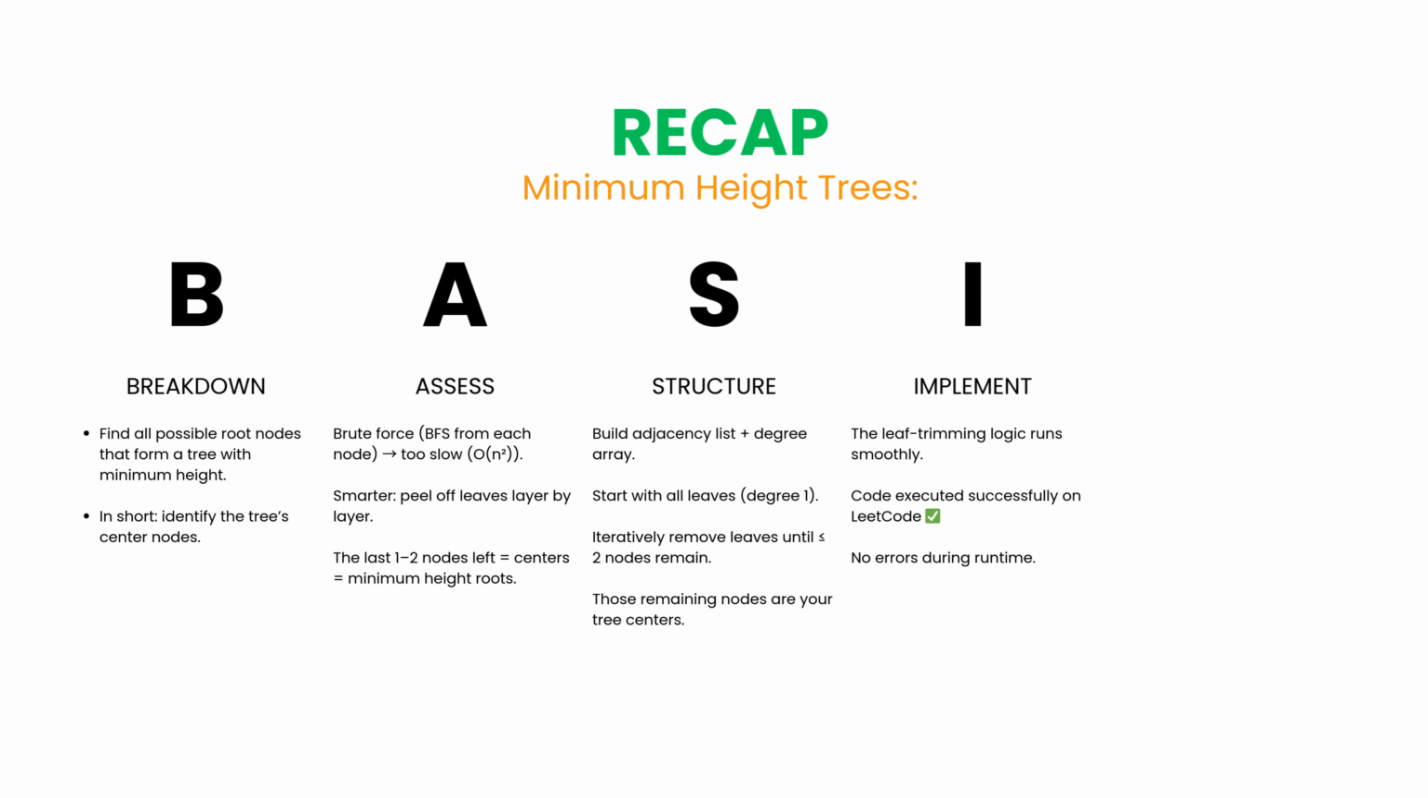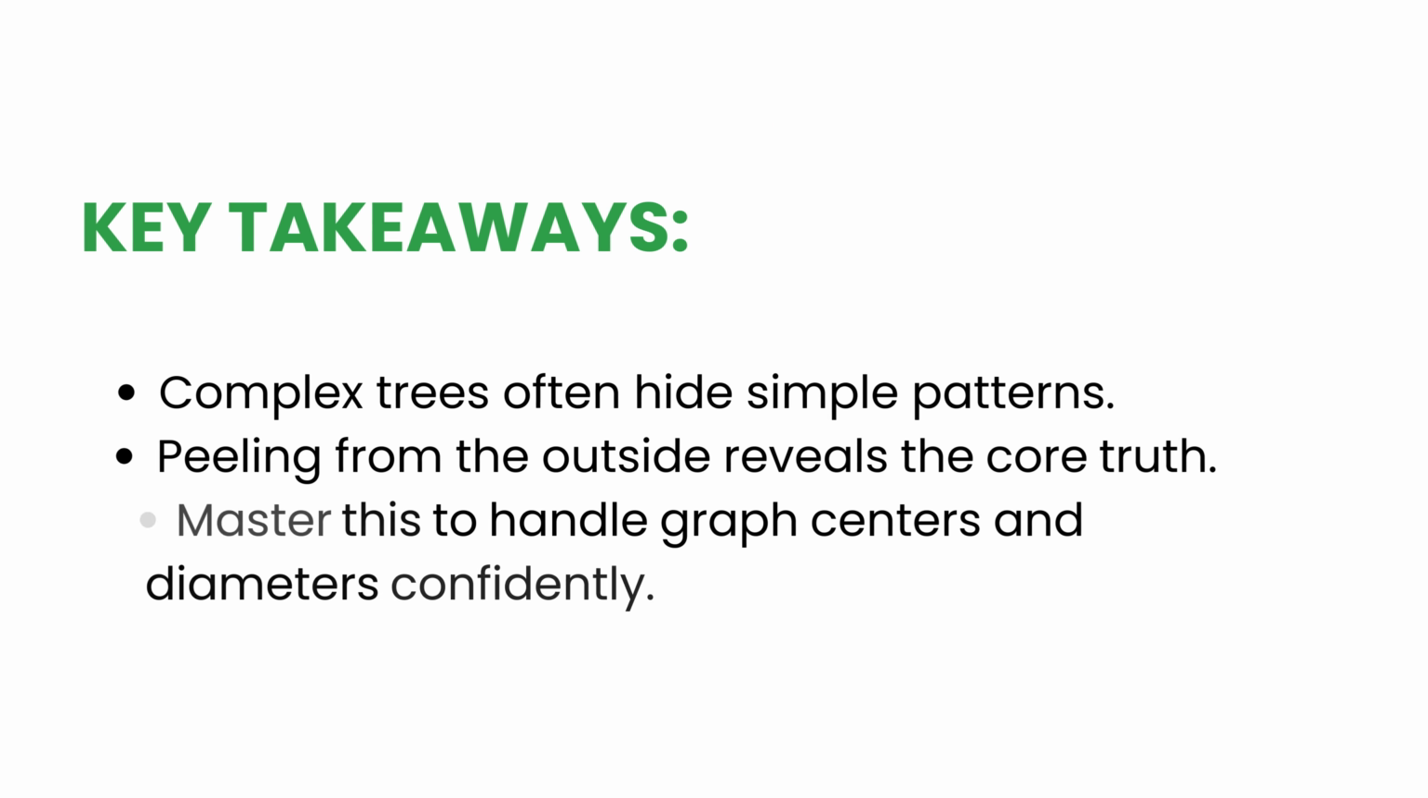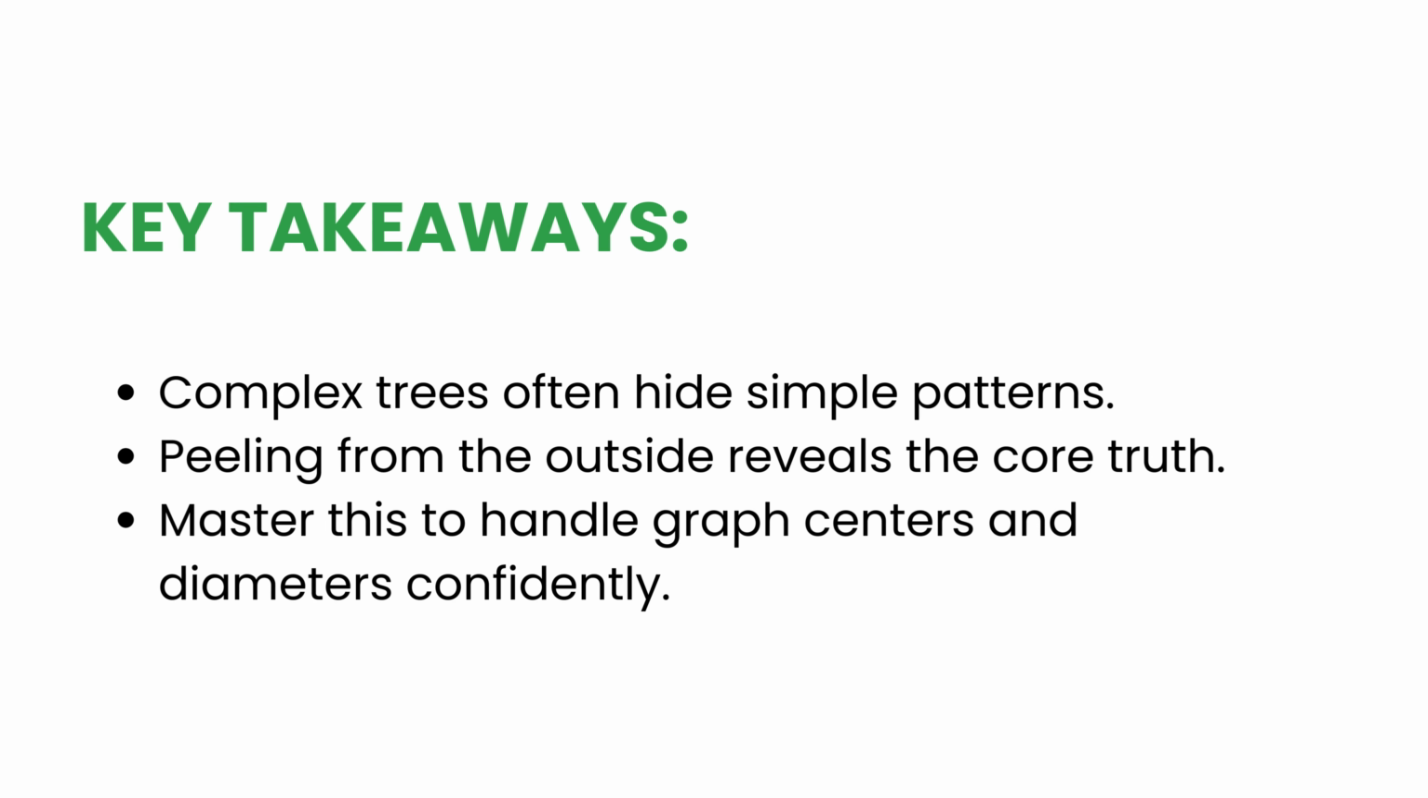Implement recap. After coding this peeling logic, we ran it on LeetCode, and the solution executed smoothly without any errors. Check recap. We verified it across multiple test cases, and each time, the output correctly identified the minimum height tree roots. Closing insight. The big lesson? Sometimes, finding the center of a problem means working from the outside in. By trimming layer by layer, we let the structure reveal its own core, efficiently, cleanly, and in linear time.